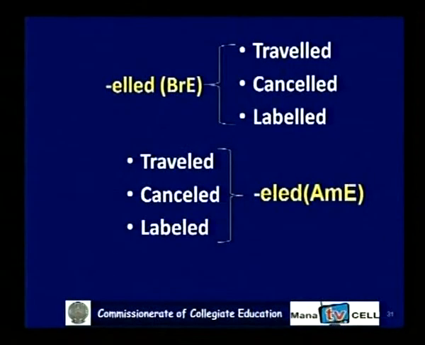And in the same way, many times we commit this mistake. We get a doubt whether we should use double L or single L. In British English, the spelling is TRAVELLED, CANCELLED, LABELLED, and that is British spelling. American spelling is TRAVELED, CANCELED, and LABELED. So you can note down in your notebook this type of differences. Many students raise this question about the double L spelling.